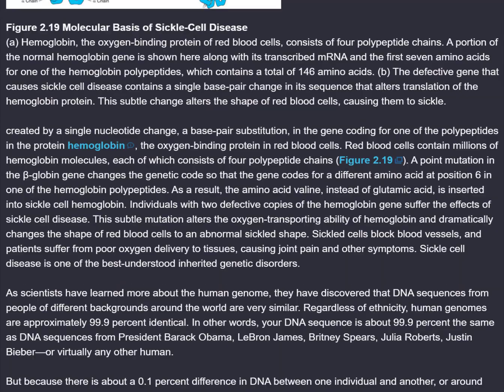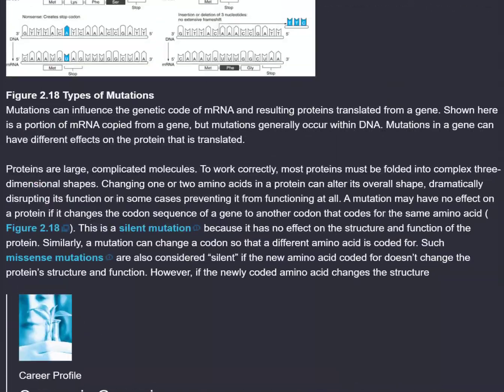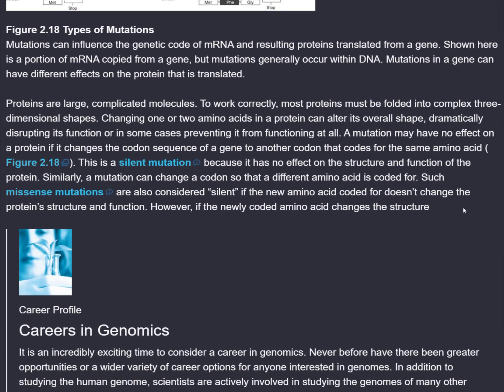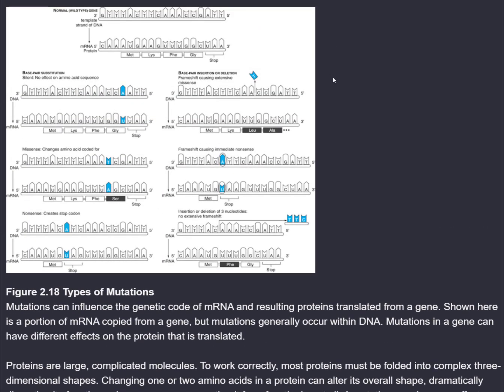A mutation may have no effect on a protein if it changes the codon sequence of a gene to another codon that codes for the same amino acid. Figure 2.18. This is a silent mutation because it has no effect on the structure and function of the protein.